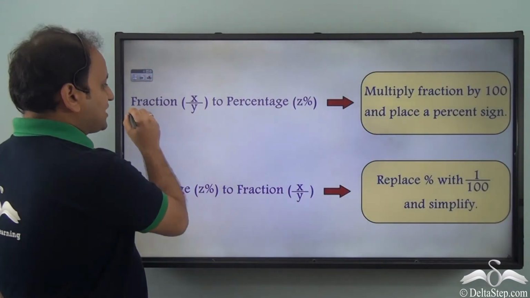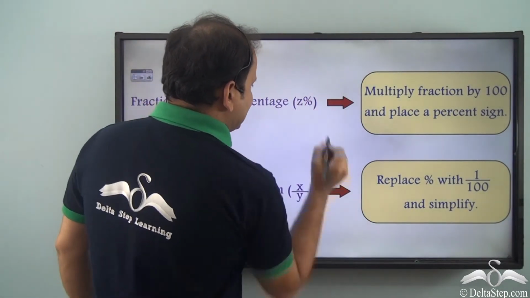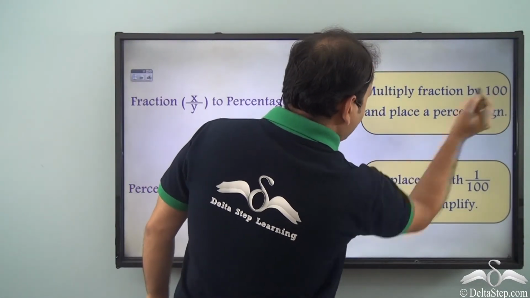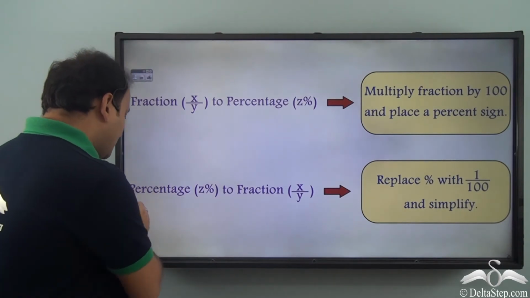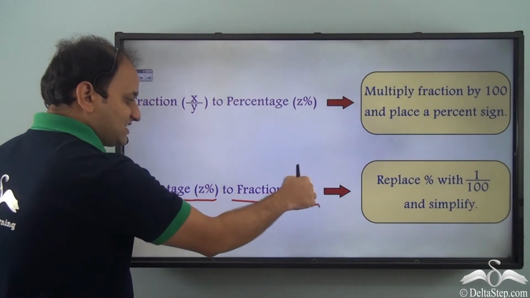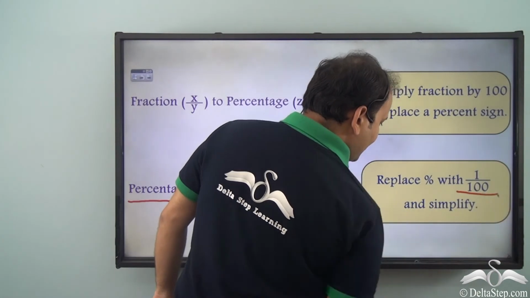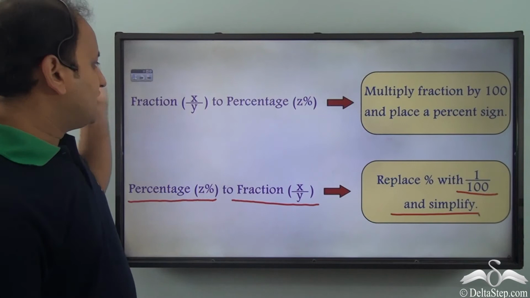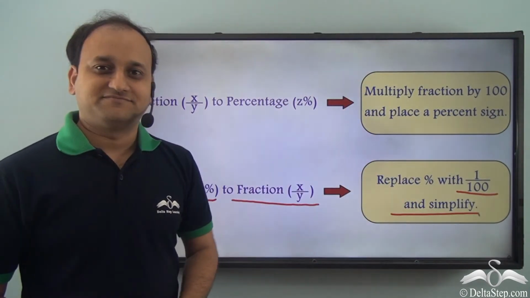So if we have a fraction x by y and you want to convert it to percentage z%, then what do we do? We multiply the fraction by 100 and place a percent sign. And if we want to convert percentage to fraction, that is in x by y form, then we'll have to replace percent with 1 by 100 and simplify. And this is how you can convert fraction to percentage and percentage to fraction.